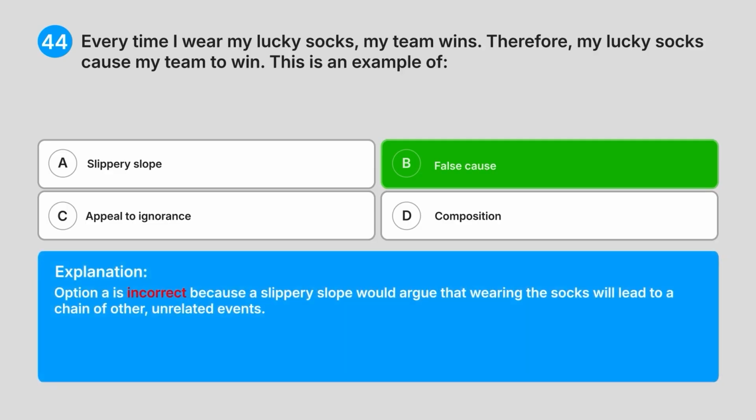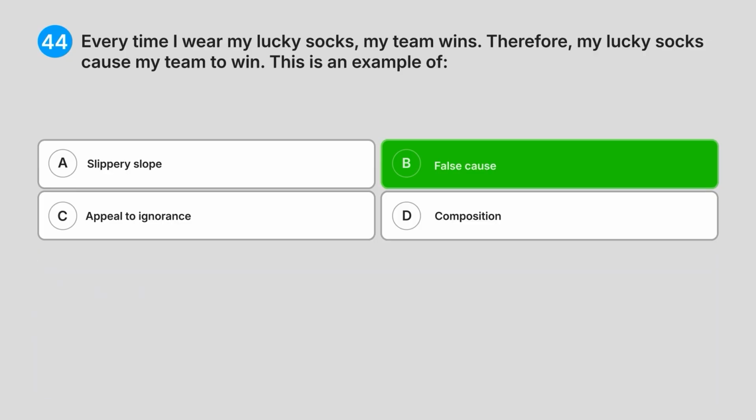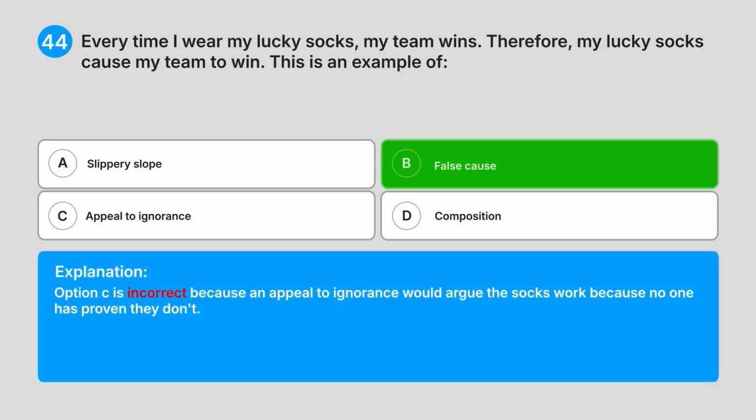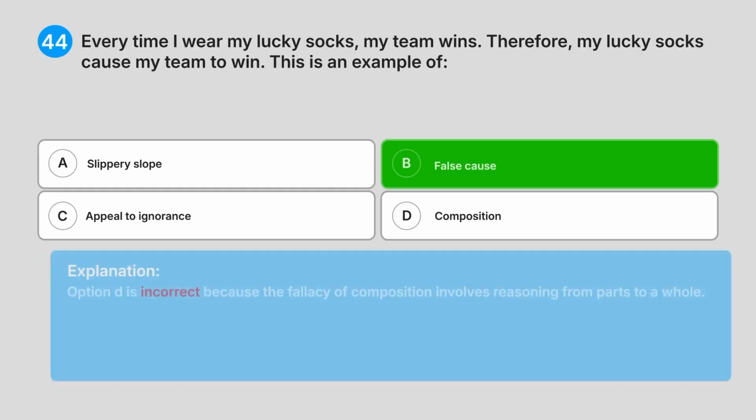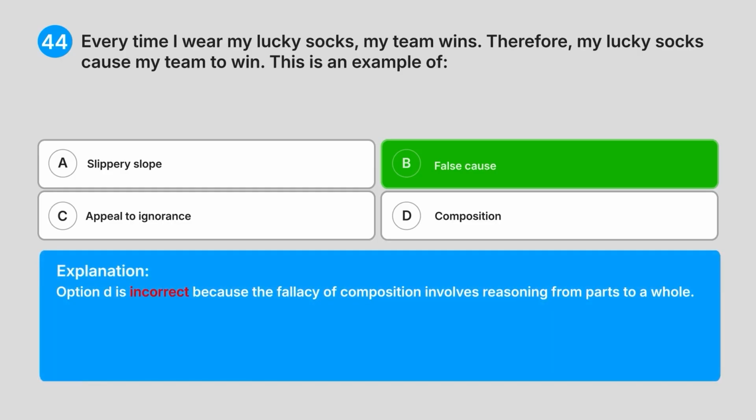Option A is incorrect because a slippery slope would argue that wearing the socks will lead to a chain of other, unrelated events. Option C is incorrect because an appeal to ignorance would argue the socks work because no one has proven they don't. Option D is incorrect because the fallacy of composition involves reasoning from parts to a whole.